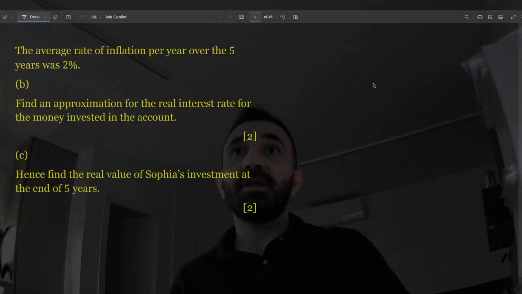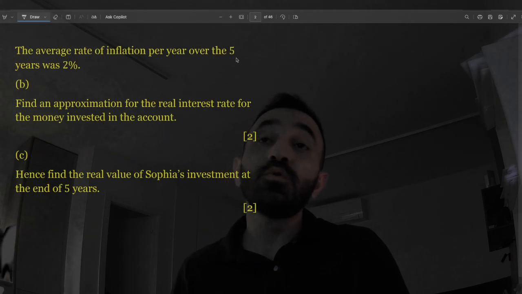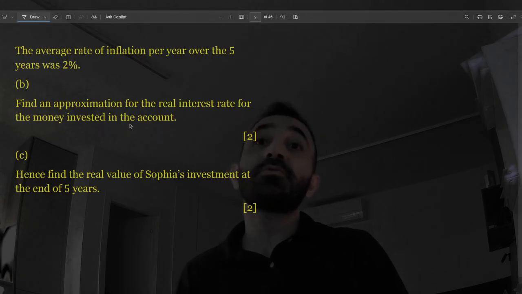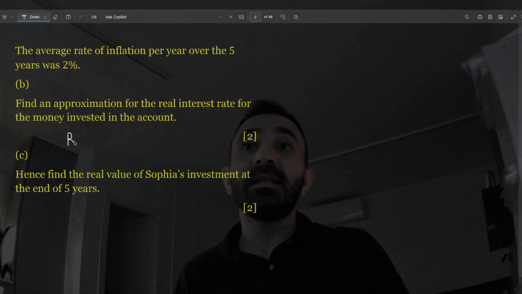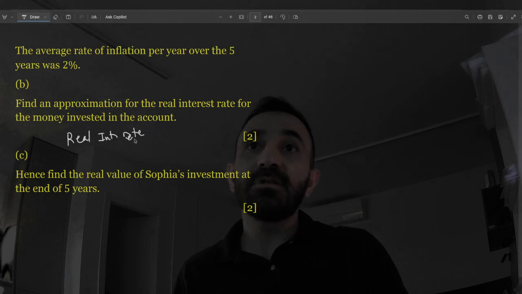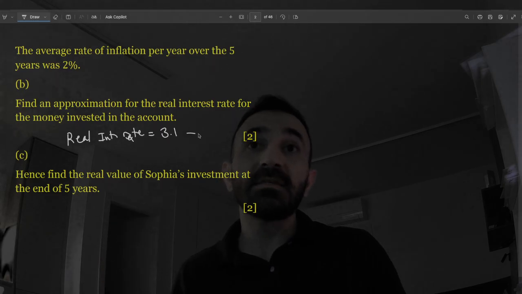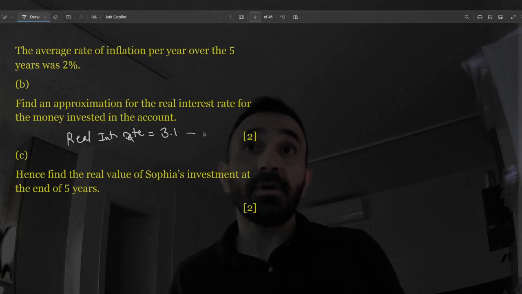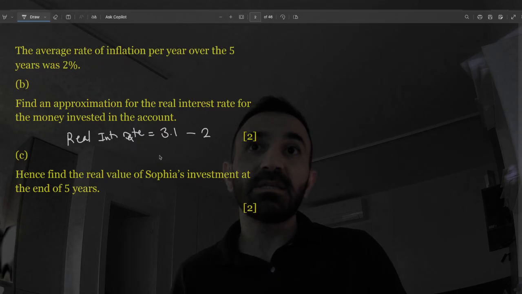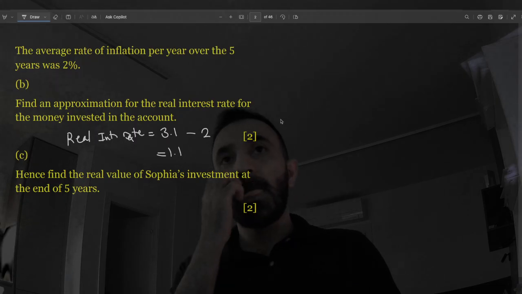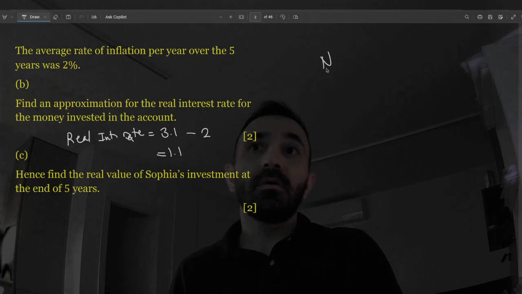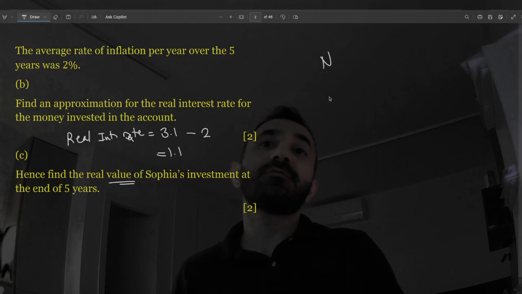Now, the average rate of inflation per year over the 5 years was 2%. Find an approximation for the real interest rate for the money invested in the account. In order to find the real interest rate, all I have to do is take 3.1, the interest rate without considering inflation, minus the rate of inflation, which is 2. 3.1 minus 2 is 1.1. So hence, find the real value of Sophia's investment.